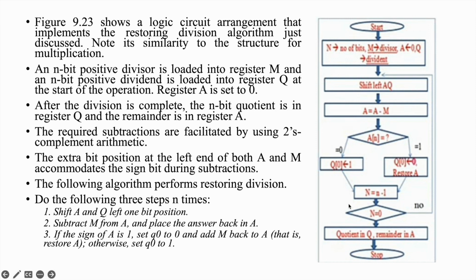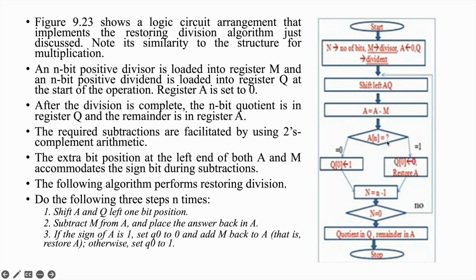This entire restoring division algorithm follows 3 steps. The first step is shifting registers A and Q left 1 bit position. So this is the first step: shift left A and Q. What is the second step? Subtract M from A and place the answer in A. So A is assigned A minus M. After subtracting the divisor from A, we have to check whether the result is negative, positive or equal to 0. That is known through the nth bit of A.